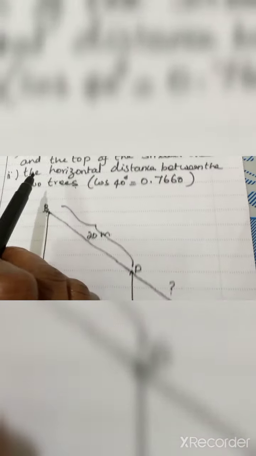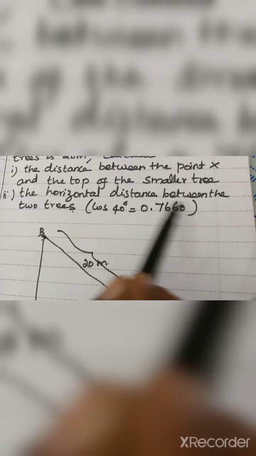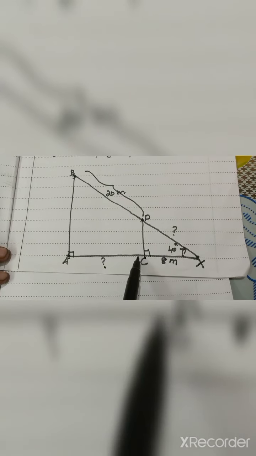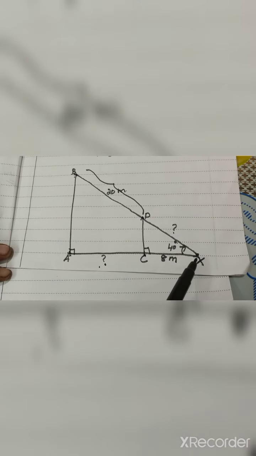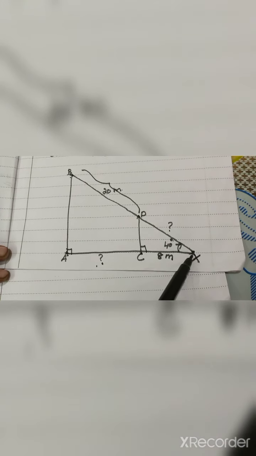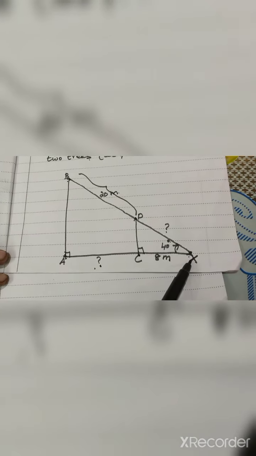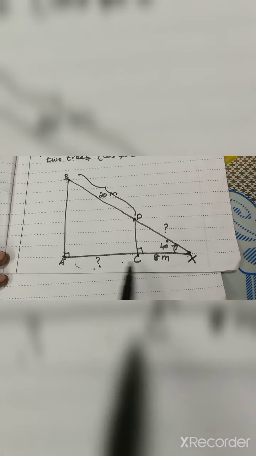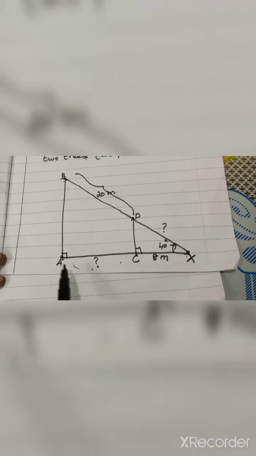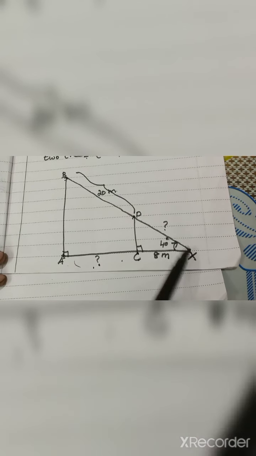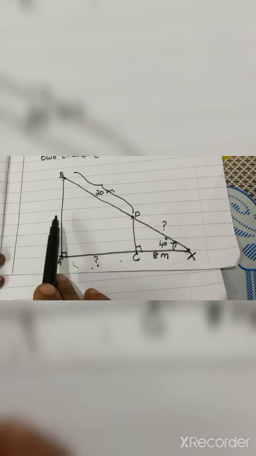So second subdivision, the horizontal distance between the two trees. Okay, these two are the AB and the CD are the two trees. So this AC distance we have to find out. For that, this whole triangle, whole right triangle we have to take. Right triangle XAB we have to take. Okay, here also this AC means adjacent side we have to find out. The CX value is there. AC we have to find out. Okay, so we have to take this whole triangle XAB.